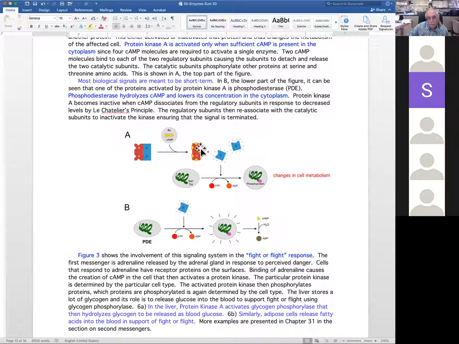So the cyclic AMP activated this enzyme. In the same cell, phosphodiesterase is there, not doing anything. How does it get turned on? It gets phosphorylated by these same enzymes over here. And what does it do? It takes cyclic AMP and breaks it down, removing it. So this B system right here is to make this whole thing short-lived.